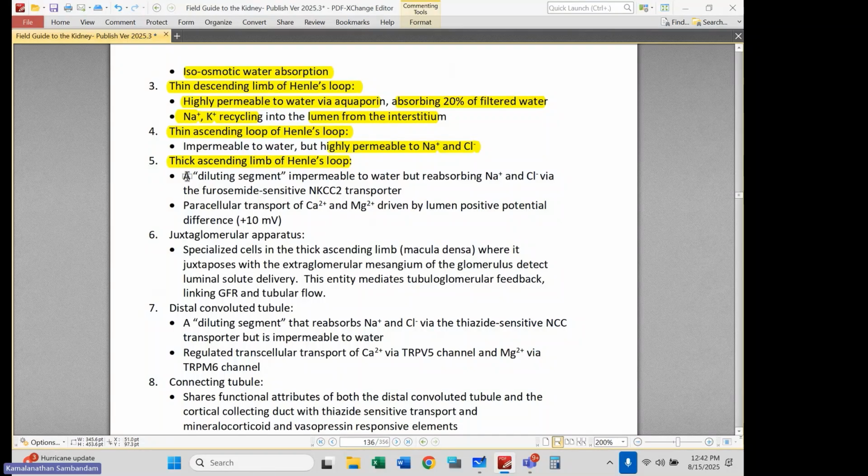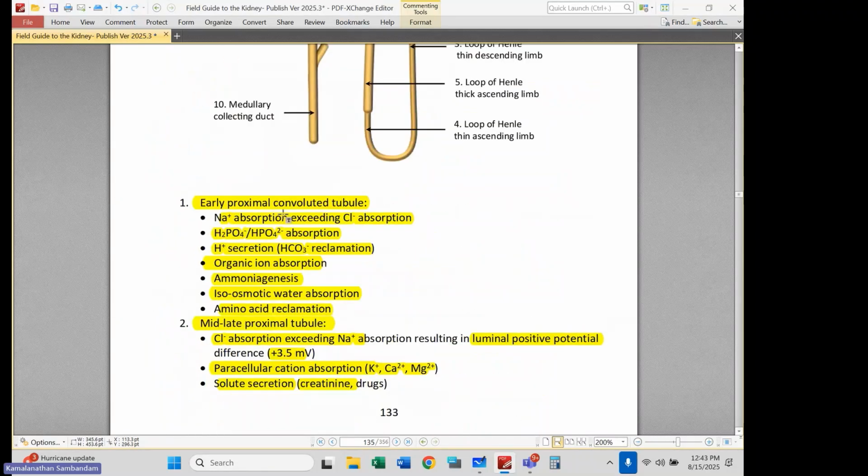Okay, so again, the thick ascending limb, let's focus a little bit on that because, again, that's druggable, and you should understand that more deeply because you manipulate that. The thick ascending limb is considered a diluting segment because it is relatively impermeable to water, but reabsorbs sodium and chloride and potassium through the NKCC2 transporter. That is the transporter that you block with loop diuretics. Okay, so it's a diluting segment, right?